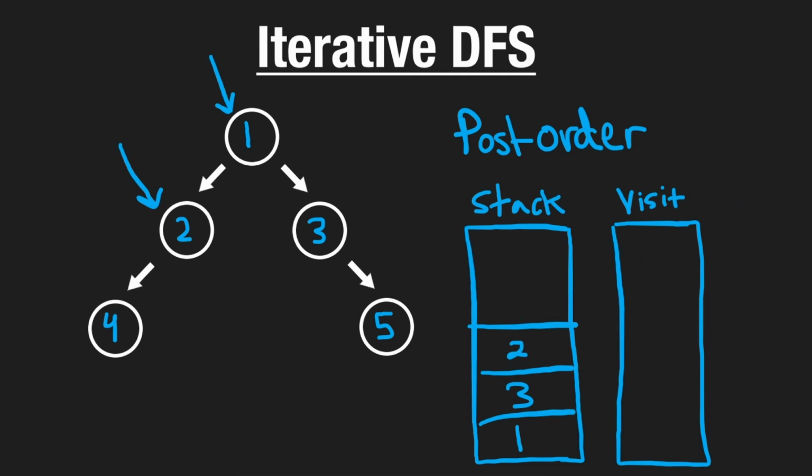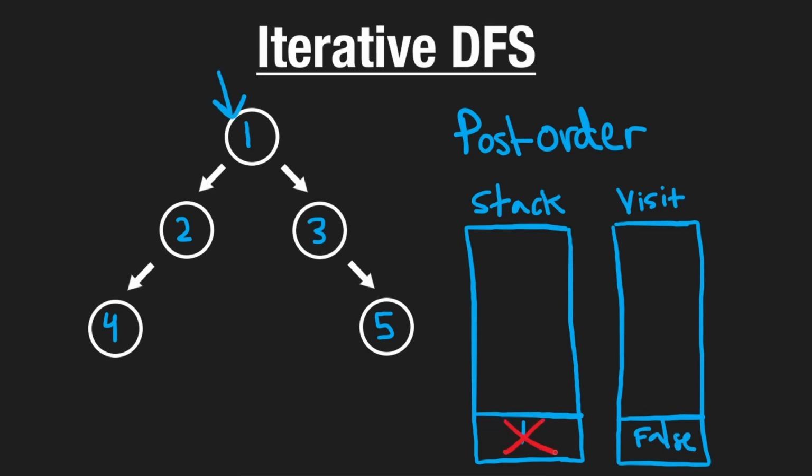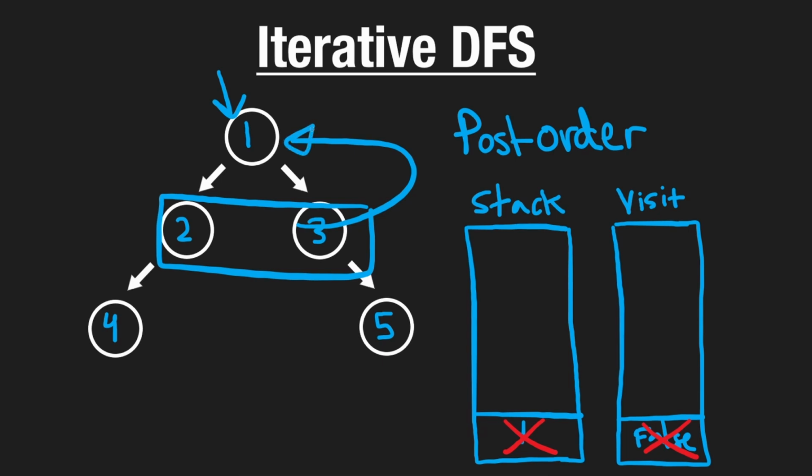So the way this is going to work, actually, we're going to first initialize our stack with the root node 1 and mark it as false. It hasn't been visited yet. So then we're going to pop 1 from the stack. Since 1 hasn't been visited, it was marked with false. What we're going to do is add its children to the stack and then add 1 to the stack again.